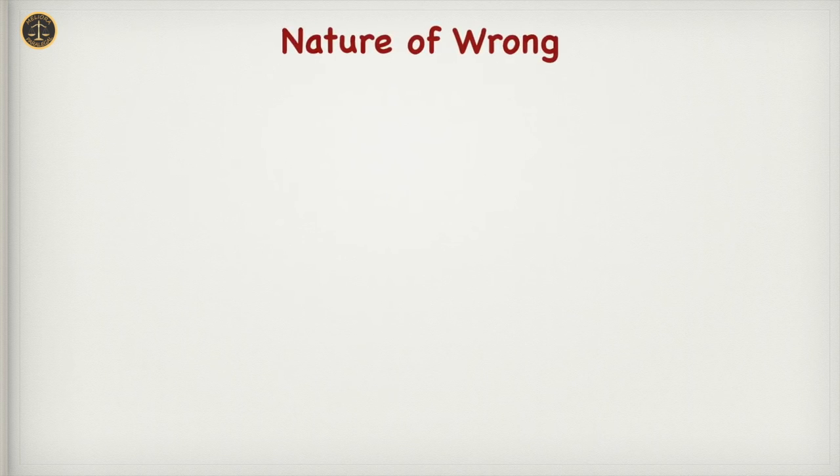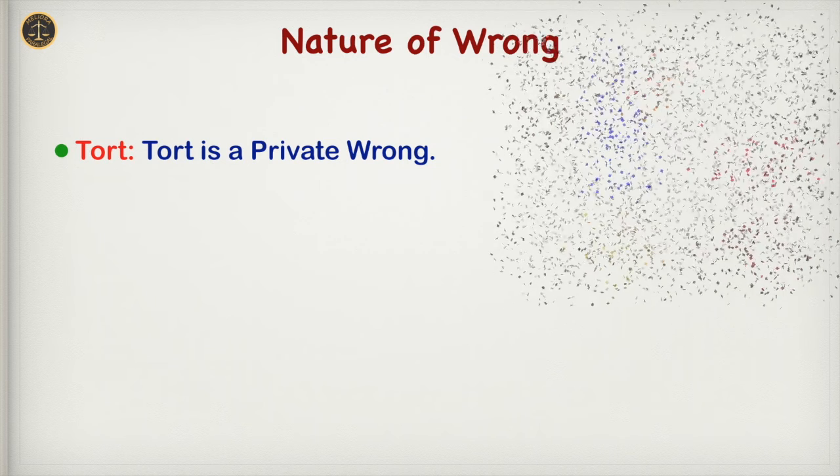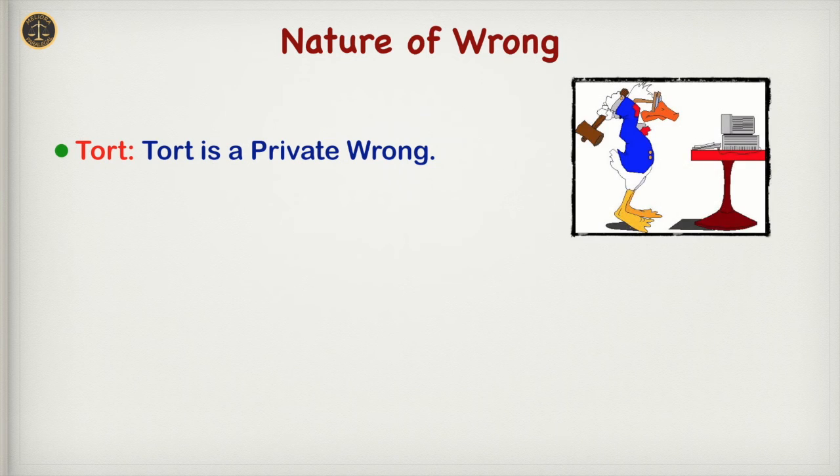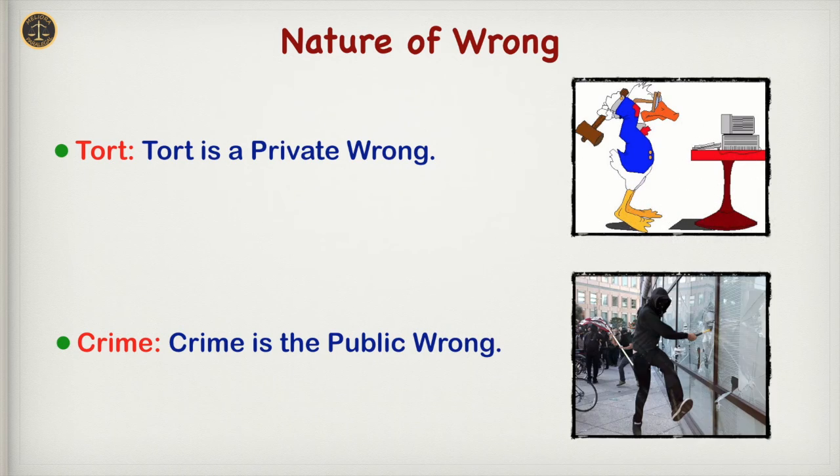First, based on nature of wrong. Tort is a private wrong. Private wrong means the infringement of the civil right of an individual. On the other hand, crime is the public wrong. It means public wrong is the violation or breach of rights and duties which affects the society at large.